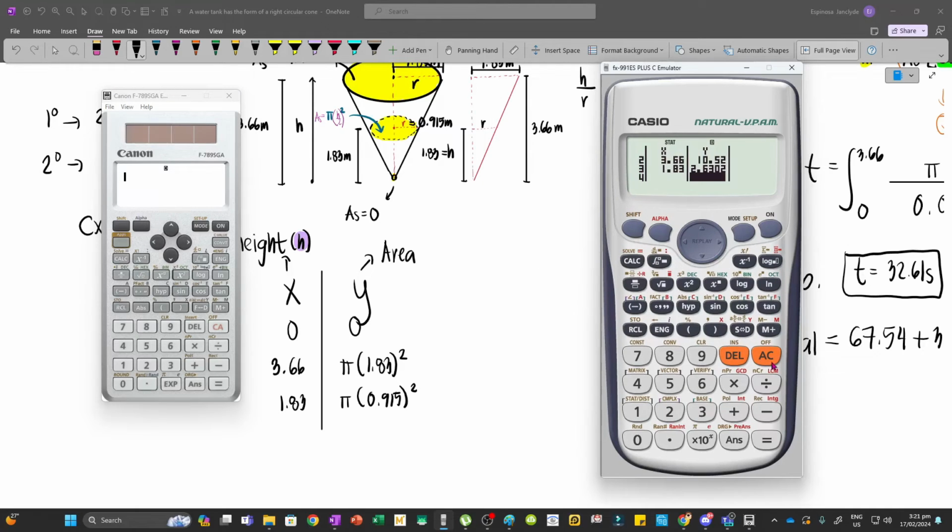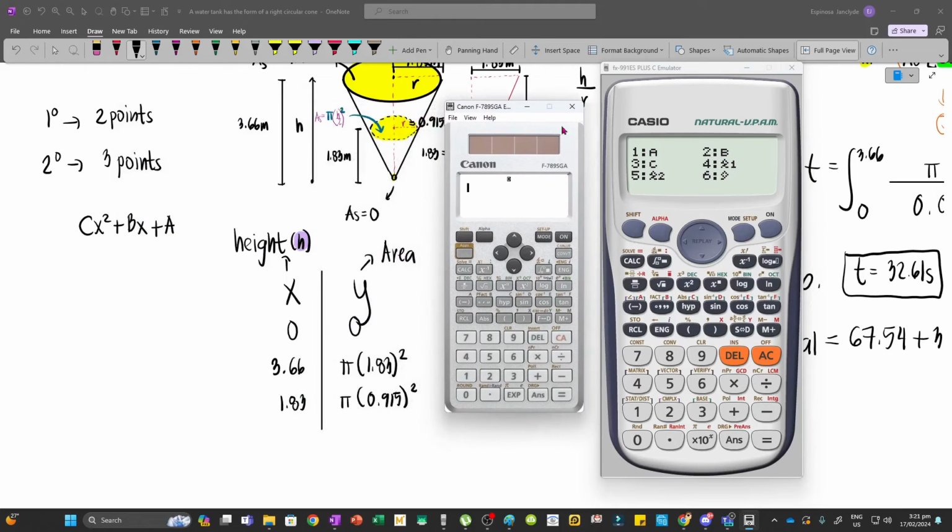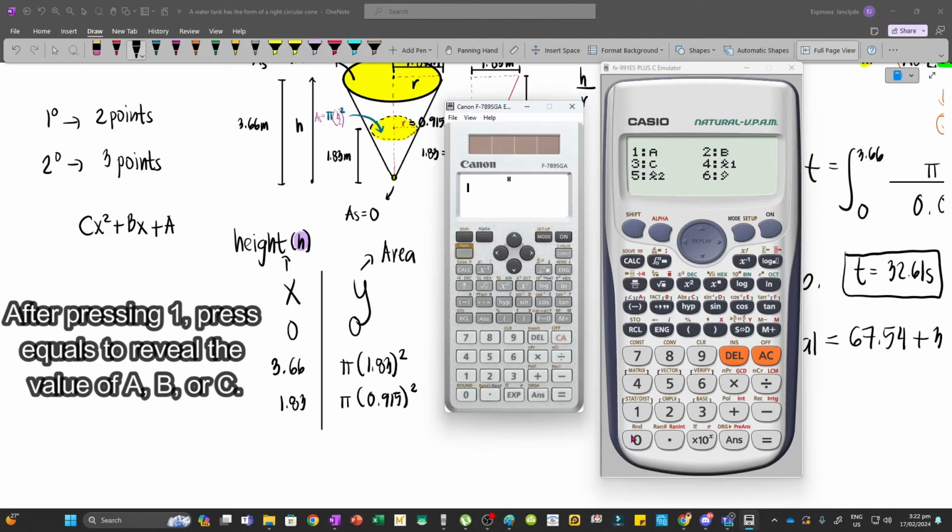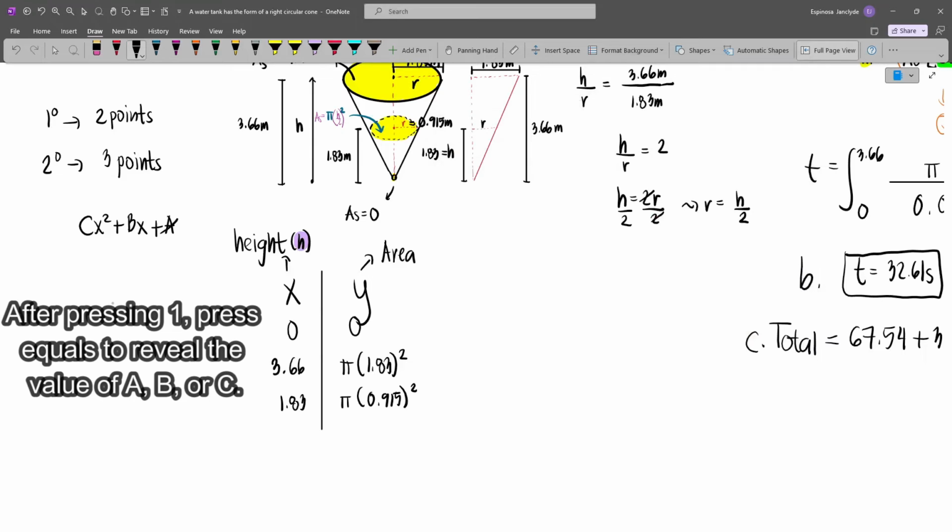We need to press AC. And after that, press shift and then stat. Here, we have regression. So press 5. And then we have here A, B, and then C. Now again, this A is the constant term, B is the coefficient of x, and C is the coefficient of x squared. And so let's press 1. Now that will be 0. And so this is 0.